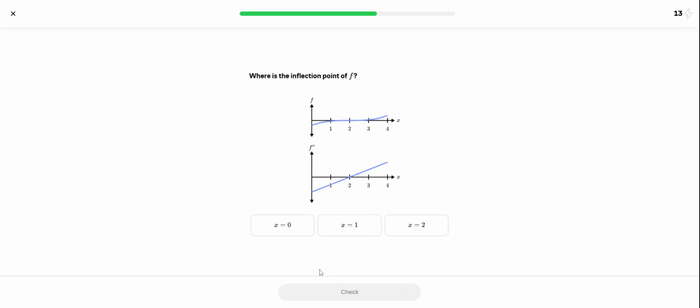What is the inflection point of f? Inflection, yes. The first derivative and second derivative are both 0, so only x equals 2 satisfies both equations. Let's check.